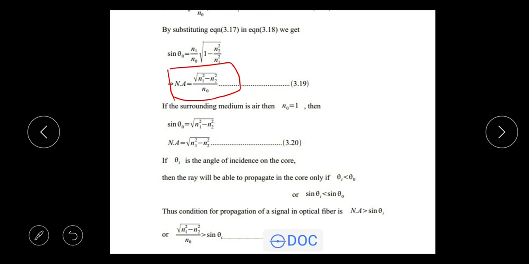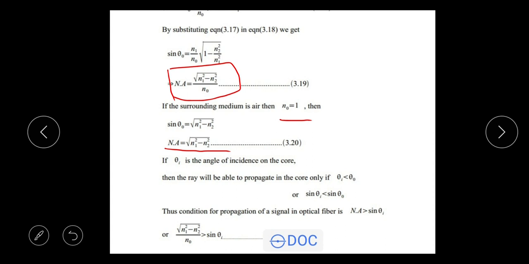Here N1 is refractive index of core, N2 is refractive index of cladding, and N0 is refractive index of surrounding medium. Suppose if surrounding medium is air, then N0 becomes equal to 1. So sin theta naught or numerical aperture becomes equal to simply root of N1 square minus N2 square.